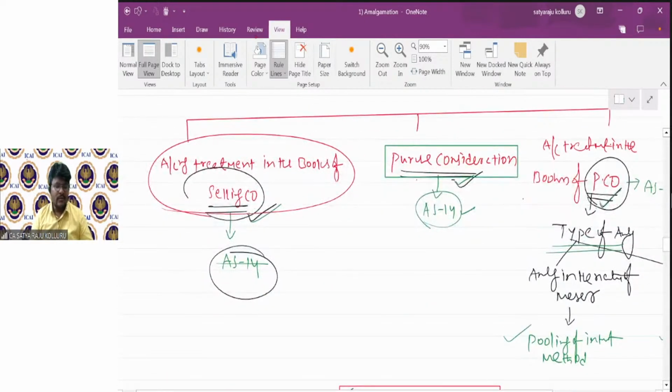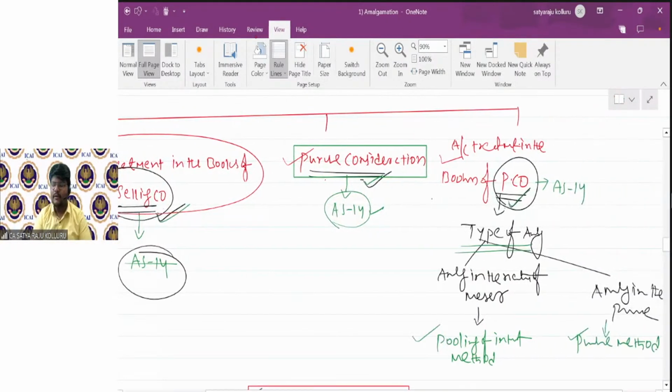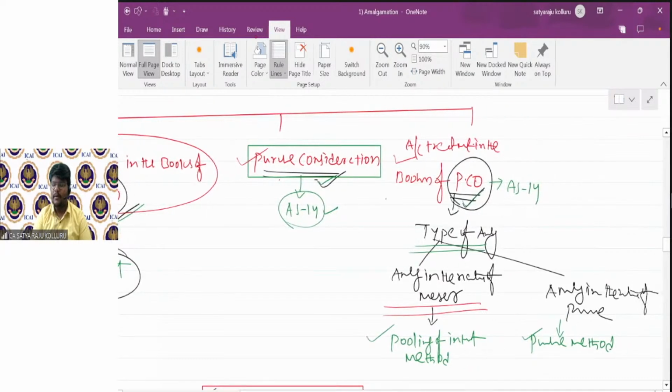Sir, what are the 3 major topics we are going to discuss in this particular chapter, sir? That is accounting treatment in the books of selling company, purchase consideration, and accounting treatment in the books of purchasing company. As I already mentioned, AS 14 is applicable for calculation of PC and to decide the accounting treatment in the books of purchasing company. But AS 14 is not applicable to provide accounting treatment in the books of selling company. And in the books of purchasing company, accounting treatment depends upon the type of amalgamation, that is amalgamation in the nature of merger and amalgamation in the nature of purchase.